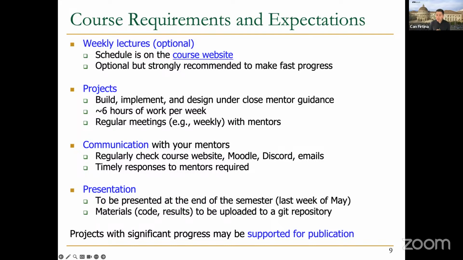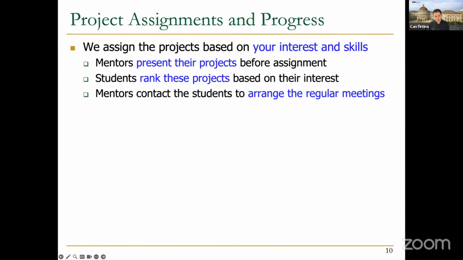And essentially, if you have some significant progress in your project, or if you want to continue working on the project, we can support you for publication later on. So you can just let us know that you want to further pursue this project for publication, and your mentors will be more than happy to help you for this purpose.